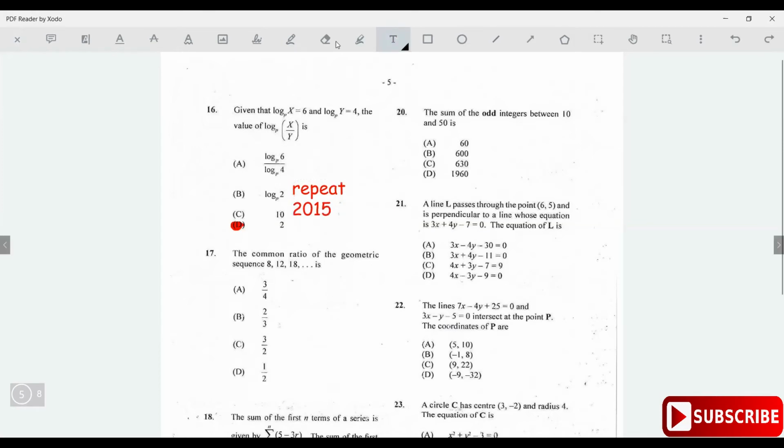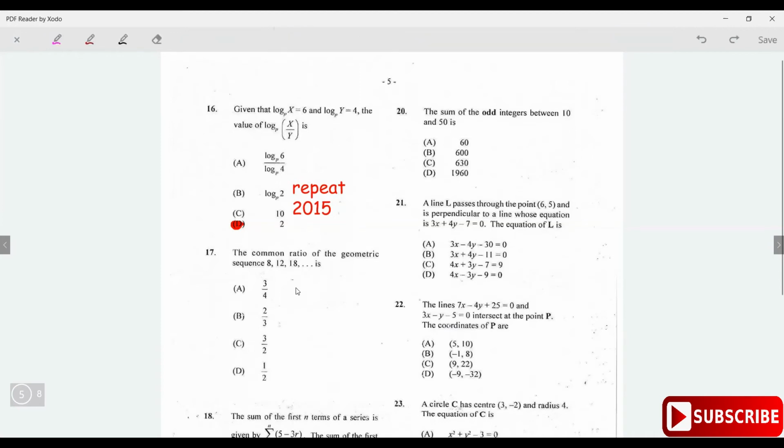All right, now this says, what is the common ratio of this geometric sequence? The common ratio is 12 over 18, or 18 over 12. That will simplify out to be 3 over 2. That is 12 over 8, 3 over 2. That is it. Option C. Nice. Okay.